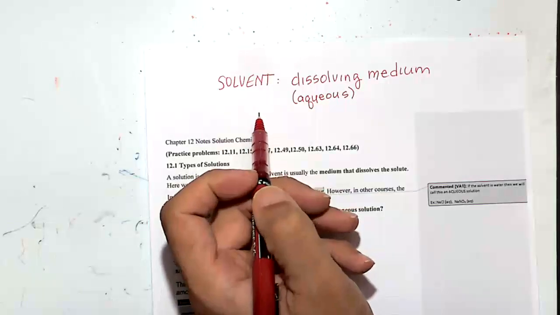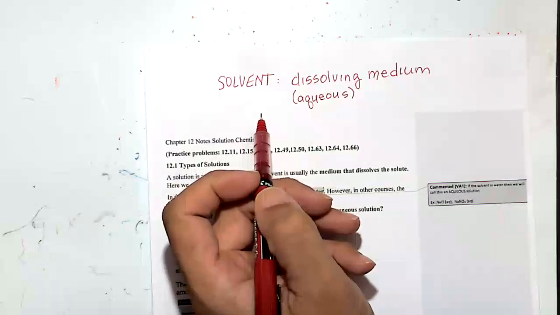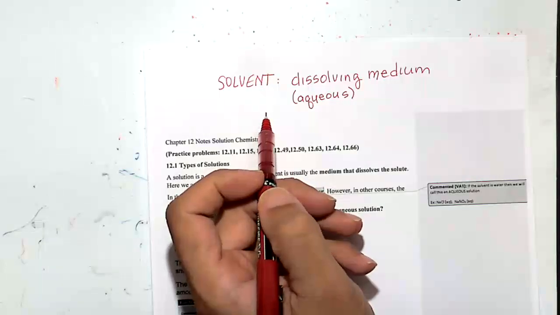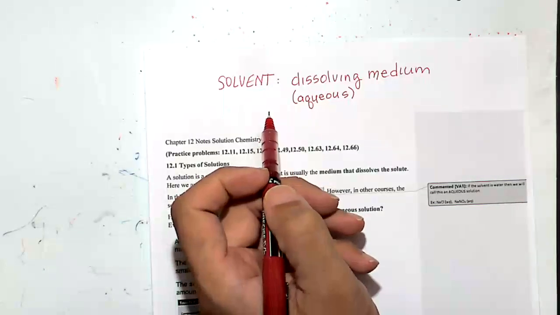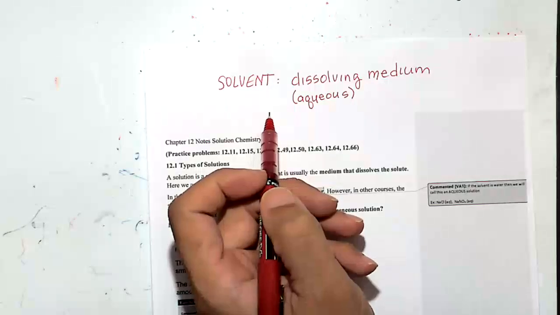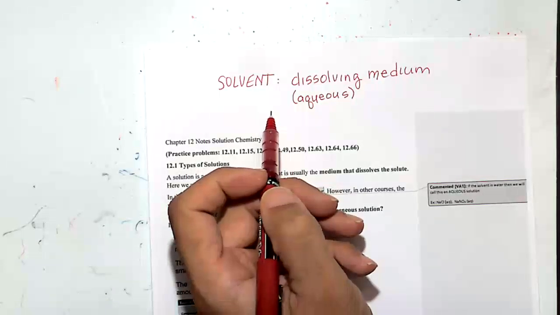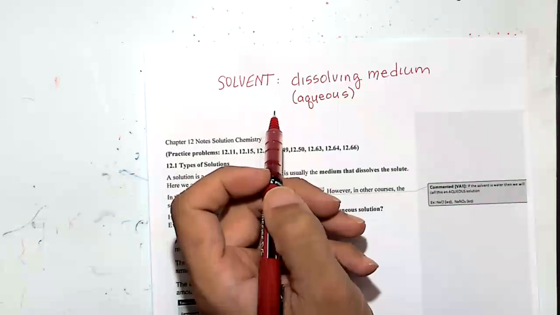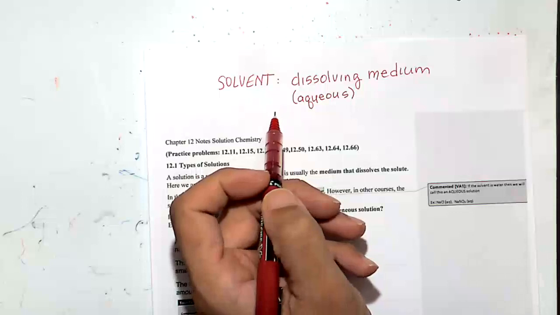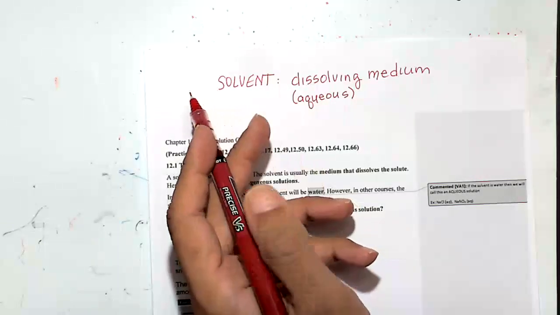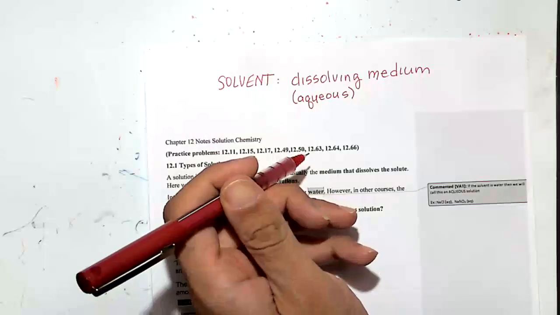Is water the only solvent ever? No. Many things can be the solvent. It doesn't have to be water. Our body uses water as a solvent, but it does not have to be water. Your solvent can be, I don't know, ether, ethanol, whatever. But if your solvent is water, it's usually called aqueous.